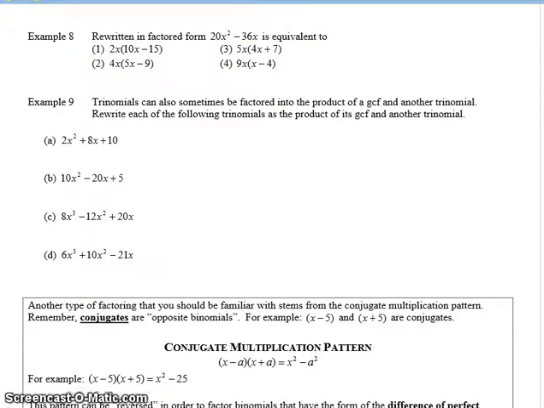Okay, example 8, rewritten in factored form. You're doing the same thing. So 20 and 36, you're going to try and think of the greatest number that you could divide out of both of those. Well, rather than doing that, a little shortcut here is just distribute these and see which one gives you this answer. Okay, so if I look at choice 2, I know that 4x times 5x would give me 20x squared. And I know that 4x times a negative 9 is going to give me minus 36x. So you really didn't have to think about it. You could just try out all of your choices there.